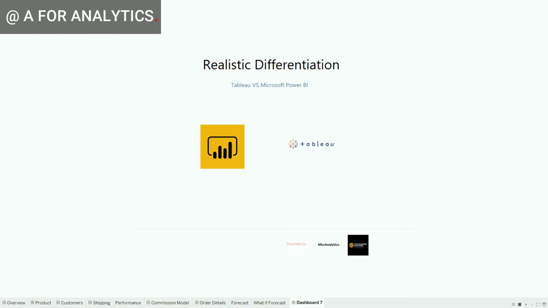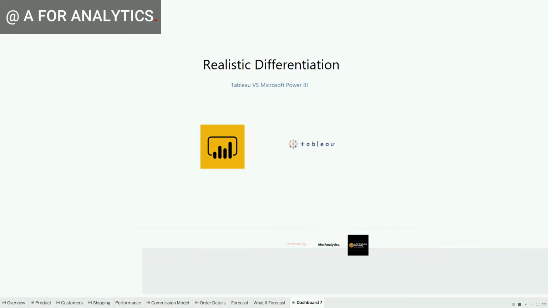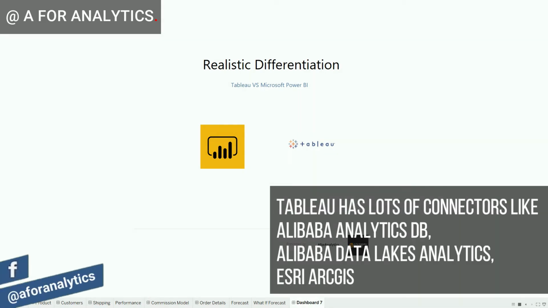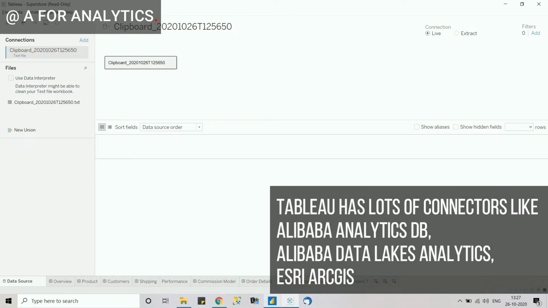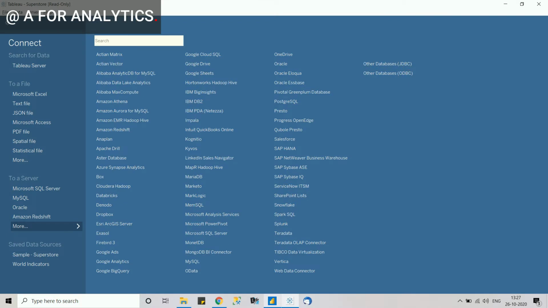So let's get started. Let's start with data connection, which is the first one. Tableau and Microsoft Power BI offer more than 70 data connectors natively in the tool itself. Tableau has around 70 connectors, and it has data connectors for some of the rarest tools that are not much popular, something like Alibaba AnalyticDB, Alibaba Data Lake Analytics, and also SAP. When you go back to the data source, you can see the list of data connectors which are available in Tableau.